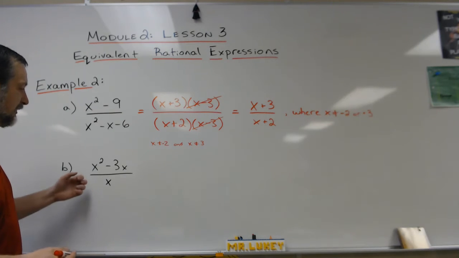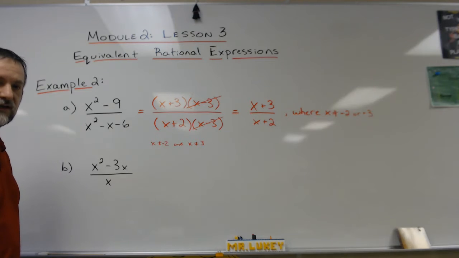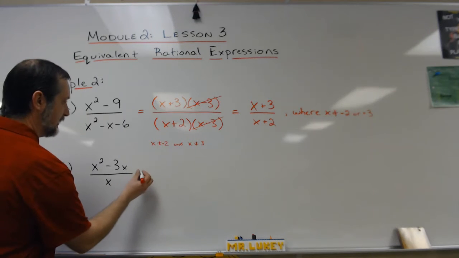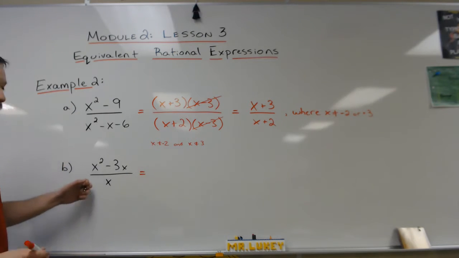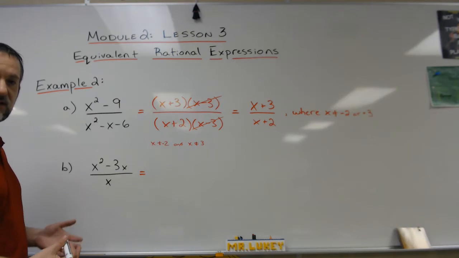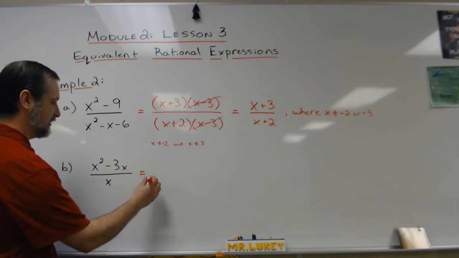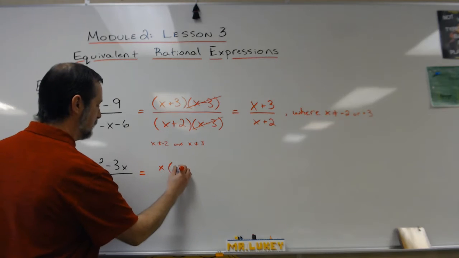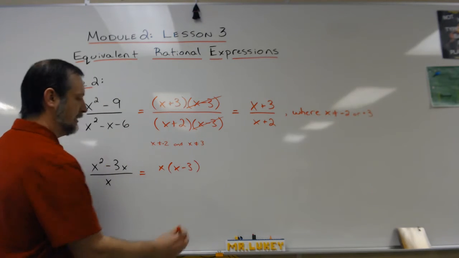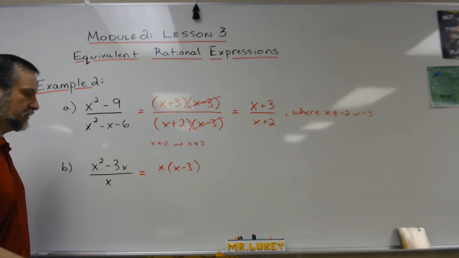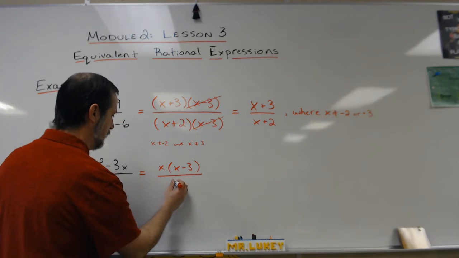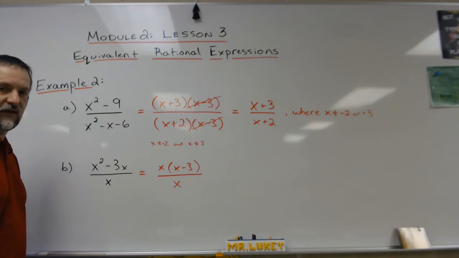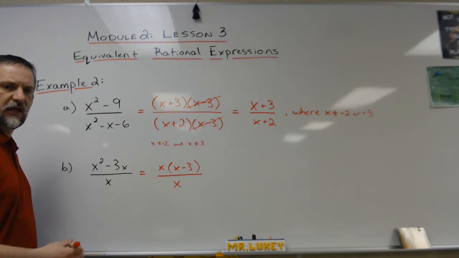Same thing down below. We have x squared minus 3x over x. Can we factor this? Yes. We have an x squared minus 3x. We can take an x out of both of these and turn this into x times x minus 3. So that's more simplified. And we have the x as our denominator. Again, it's now in factored form.